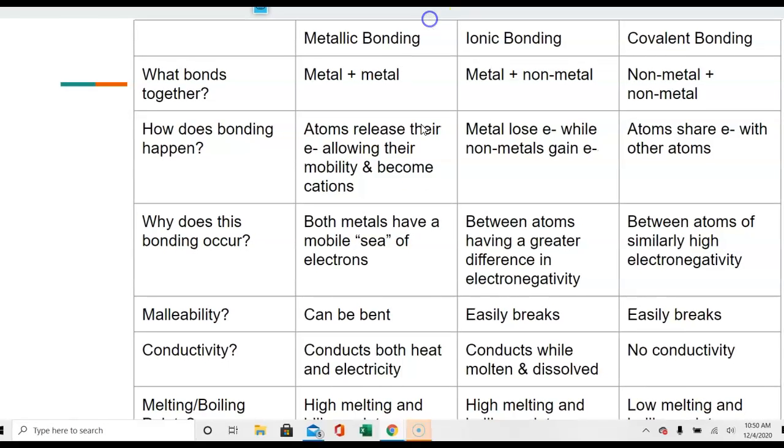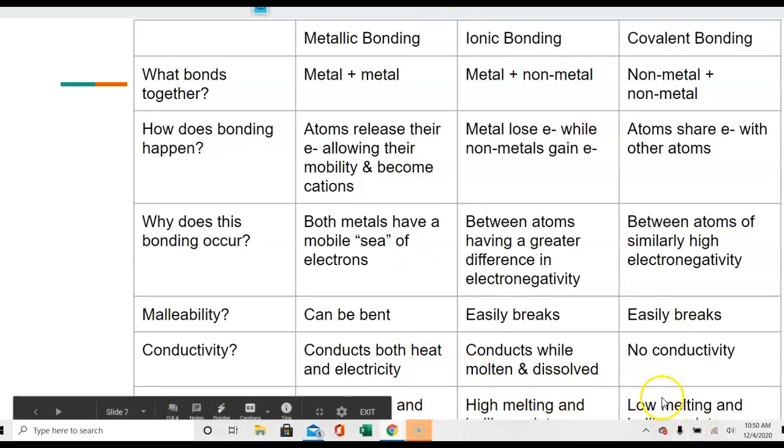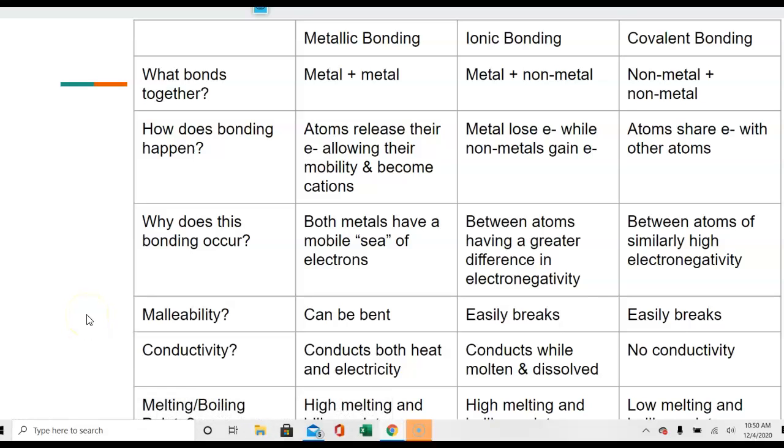And I'm going to move this because I feel like the bottom you cannot see here. The thing that you cannot see at the bottom is that boiling points and melting points are high both in metallic and ionic bonding, but they are low in covalent bonding.